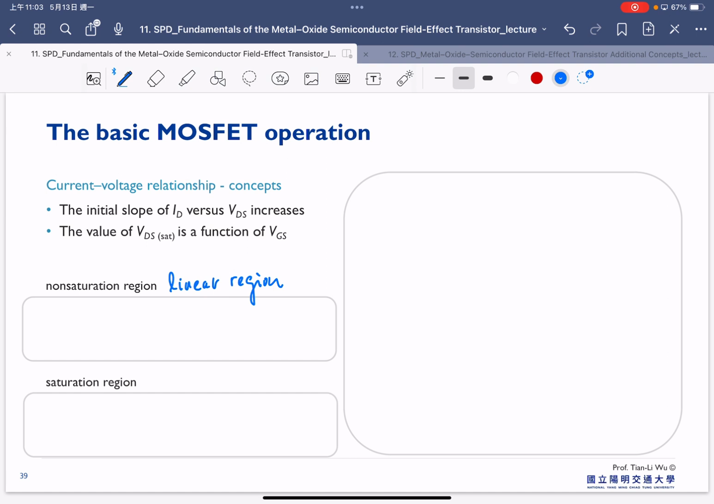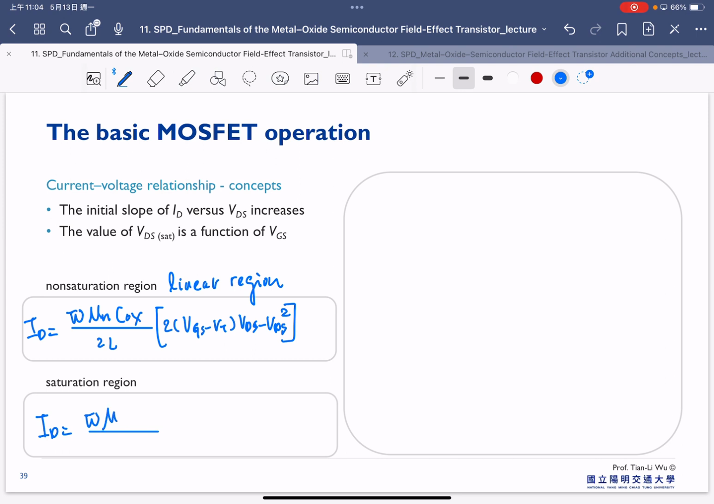So for the linear region, the current equation is shown. The drain current is equal to gate width, mobility, and oxide capacitance over 2 times channel length L. And it also depends on our gate and drain bias, which is written here: VGS minus VT, times VDS, minus VDS squared. So that's the equation for the linear region. And the equation for the saturation region is shown here. Still the same, it depends on the gate width, mobility, Cox, 2L, and VGS minus VT as shown here.